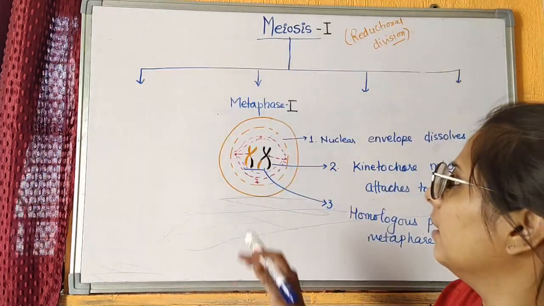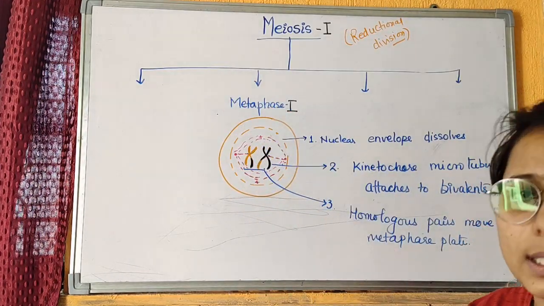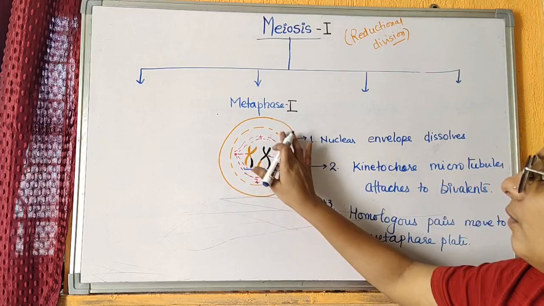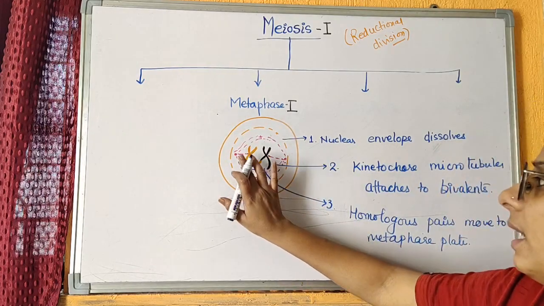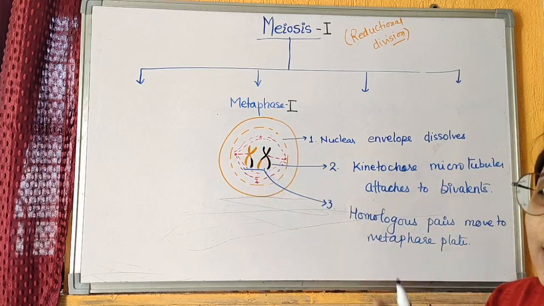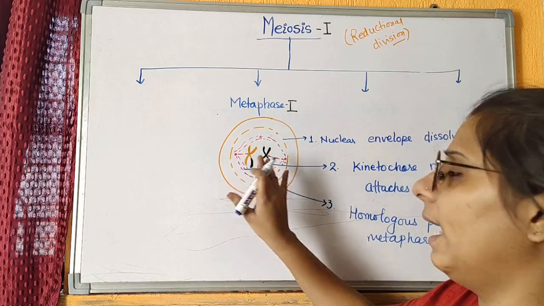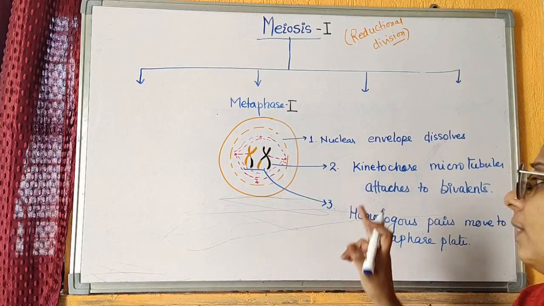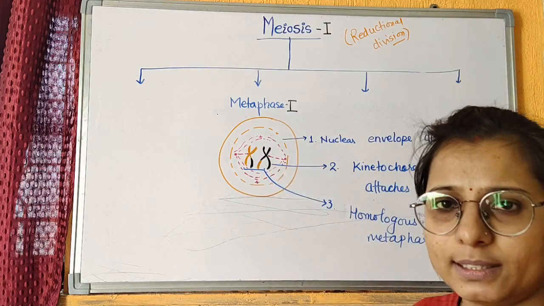nucleus. The second phase is metaphase 1. During metaphase 1, the nuclear envelope gets dissolved and the condensed chromosomes are attached at the metaphase plate. The attachment of the homologous pair of chromosomes at the metaphase plate occurs by the attachment of kinetochore microtubules to these bivalents.